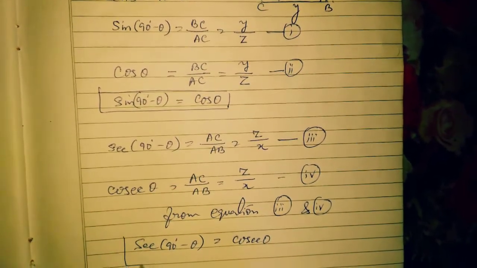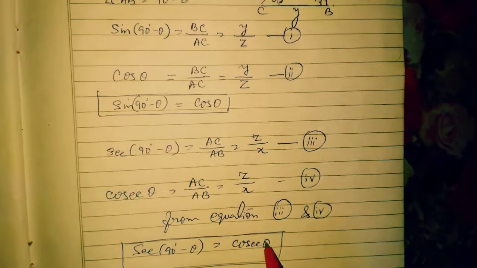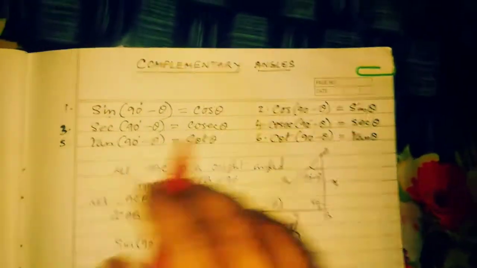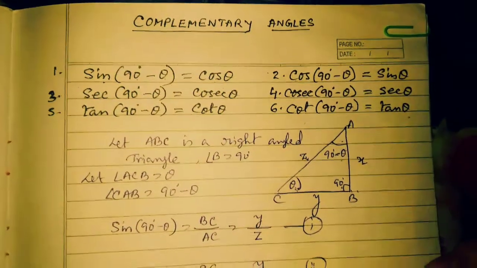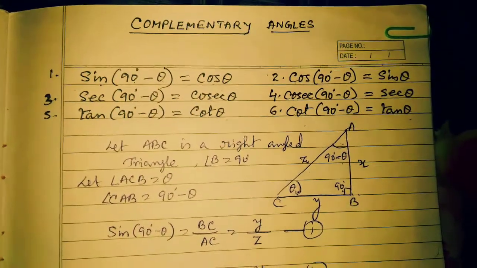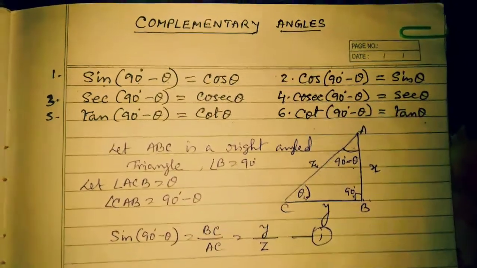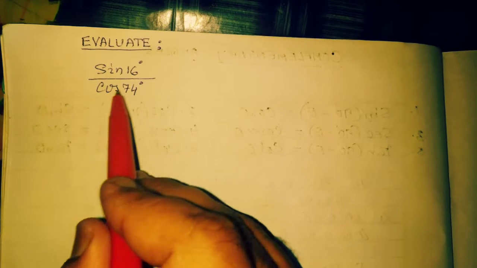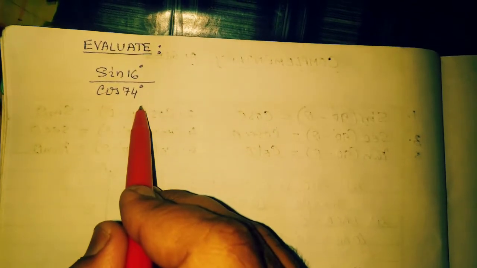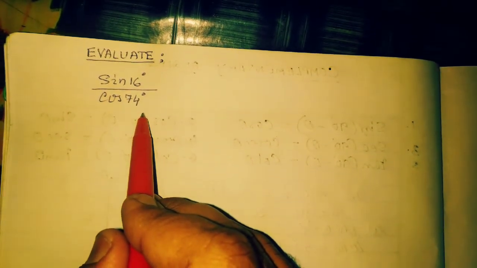So this way we'll verify all the complementary angles formulas over here, but you must remember all these formulas so that you can apply them when you solve a proving-based question. Clear, student? Now see how to evaluate sine 16 degree by cos 74 degree without using trigonometrical tables.